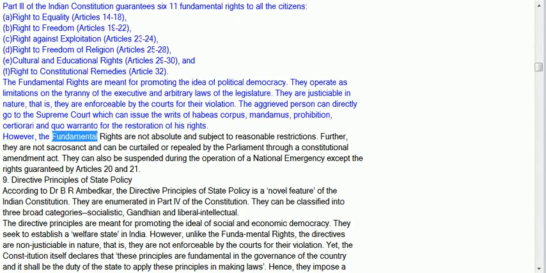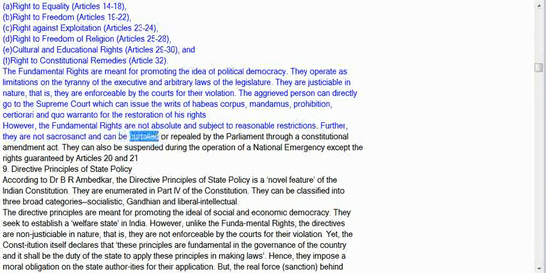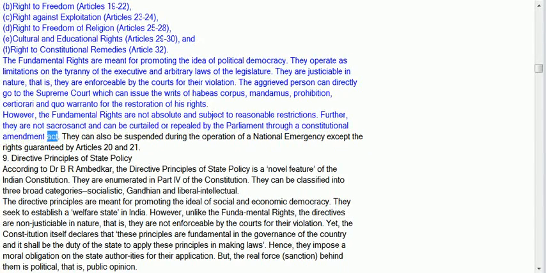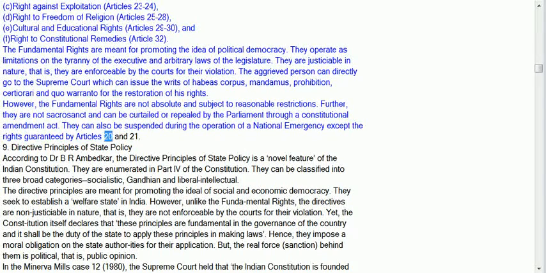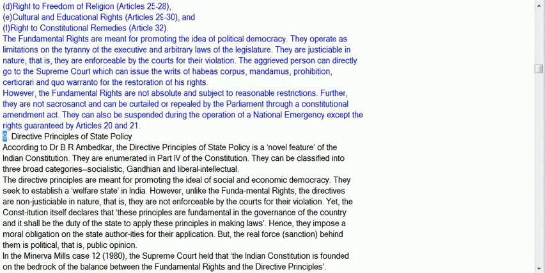However, the fundamental rights are not absolute and are subject to reasonable restrictions. Further, they are not sacrosanct and can be curtailed or repealed by the Parliament through a constitutional amendment act. They can also be suspended during the operation of a national emergency, except the rights guaranteed by Articles 20 and 21. 9. Directive Principles of State Policy.